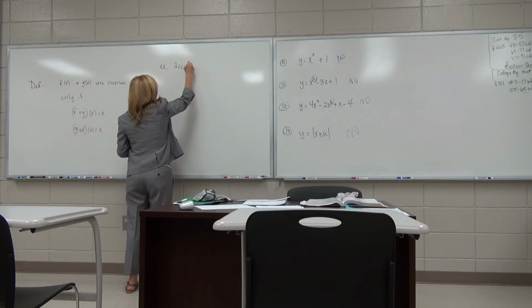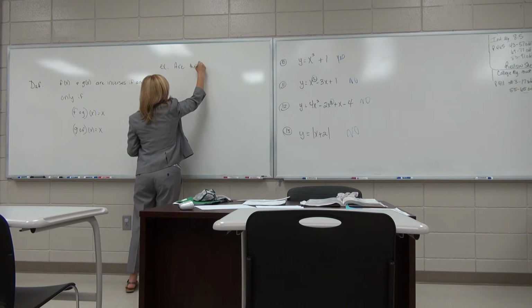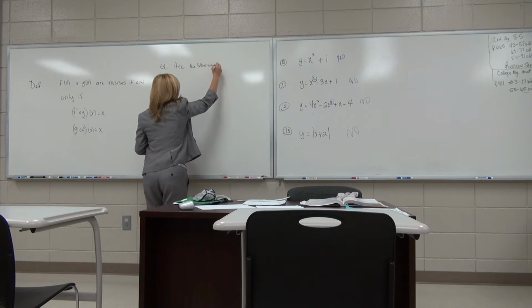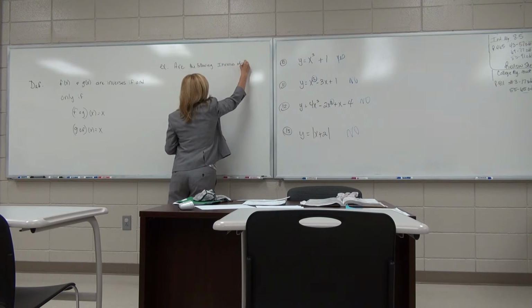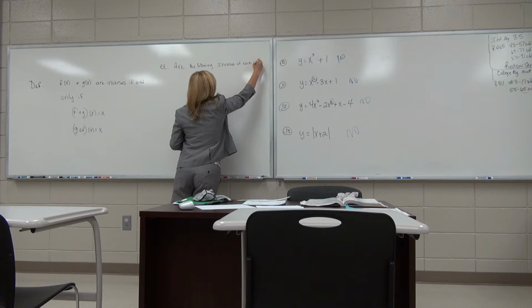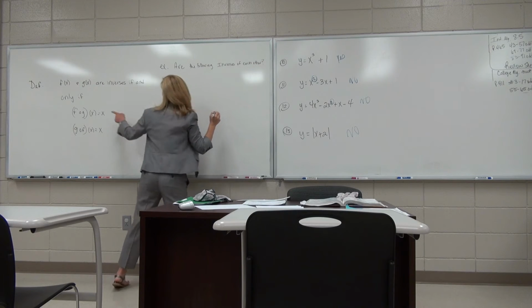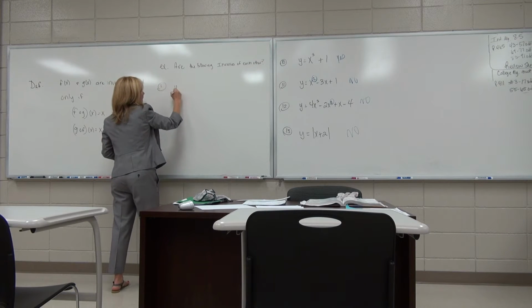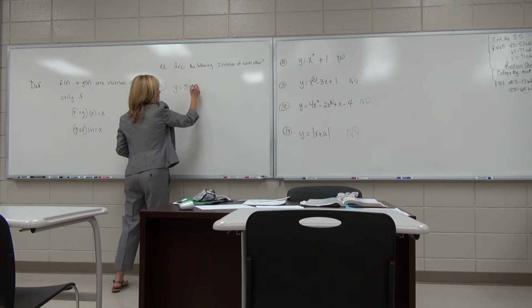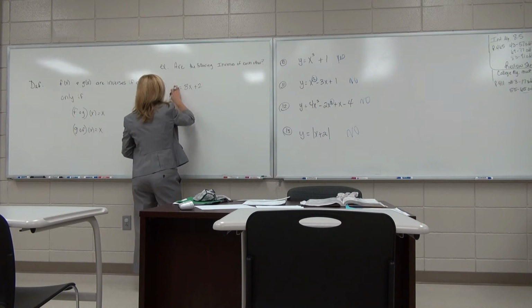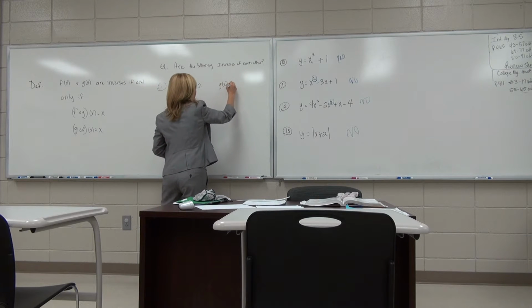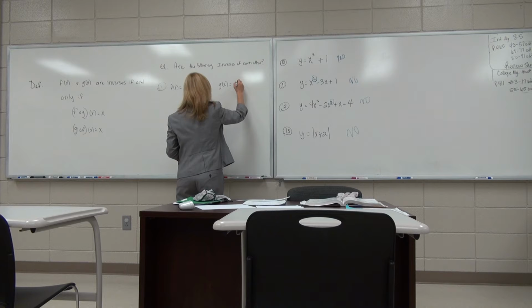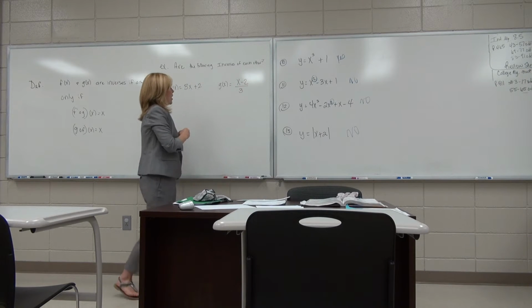Your directions are the following: determine whether the functions are inverses of each other. And you're going to prove it by the definition. So number 1, let's say we have y equal to 3x plus 2, or f of x is equal to 3x plus 2, and g of x is equal to x minus 2 over 3.